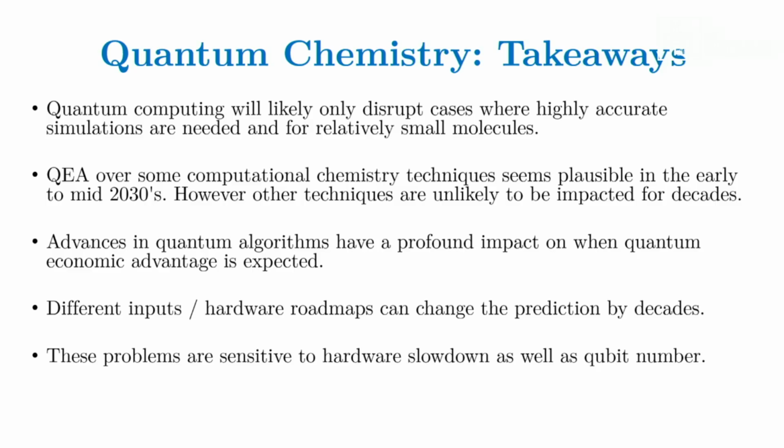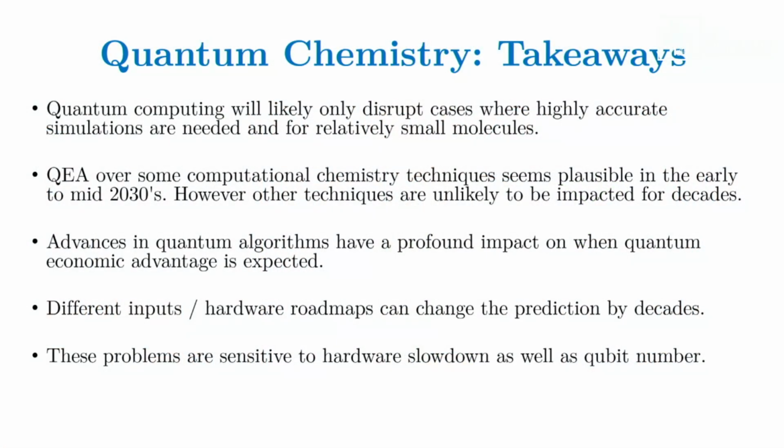Further, based off of a number of our examples, it seems quite plausible that we'll see some sort of advantage in the early to mid 2030s. And advances in algorithms do have a pretty profound impact on when these occur. So going from exponential time down to quantum algorithms that are n to the 5th, n cubed, makes significant differences here. And different inputs in hardware roadmaps can change the prediction significantly. Right? If you double your doubling time of number of qubits, that can radically change the number of years and the methods that we see are reasonably feasible to be overtaken.